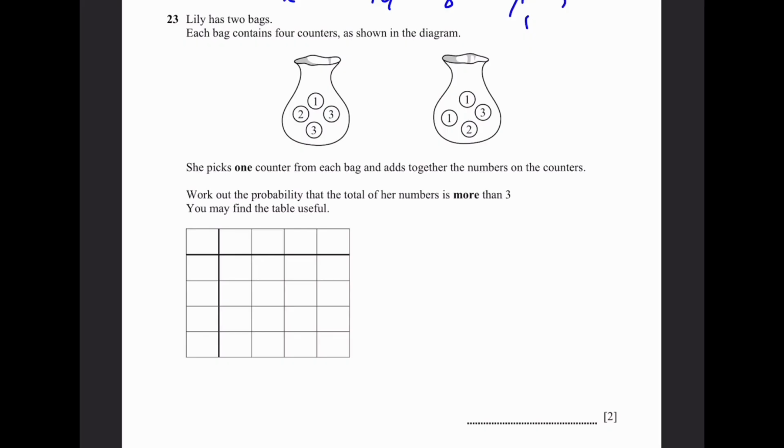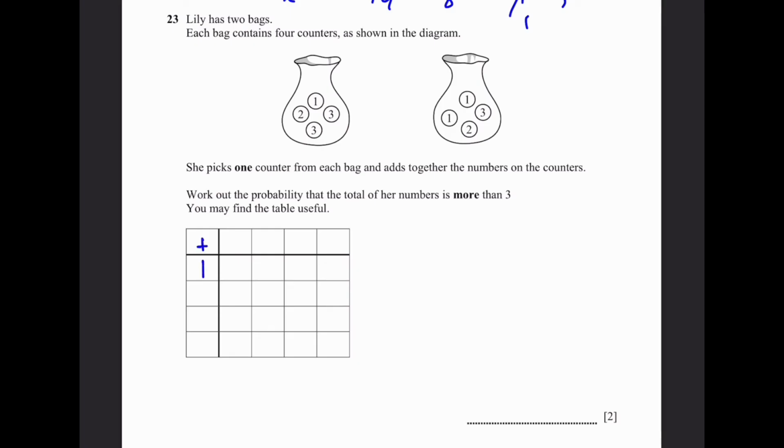Question 23. Lily has 2 bags. Each one contains 4 counters, as shown in the diagram. Each of them has one number written on it. She picks one counter from each bag and adds together the numbers on the counters. Work out the probability that the total is more than 3. You may find this table here useful.